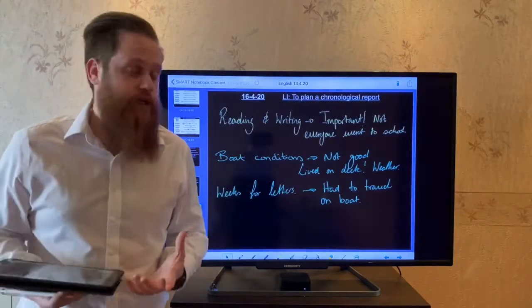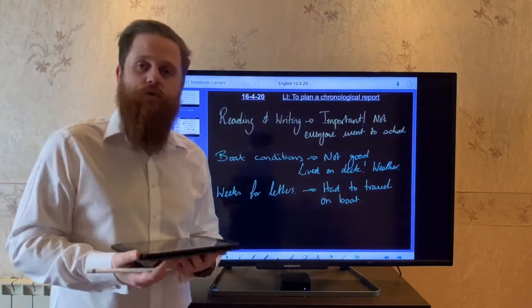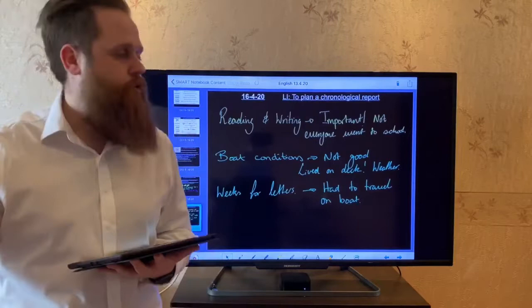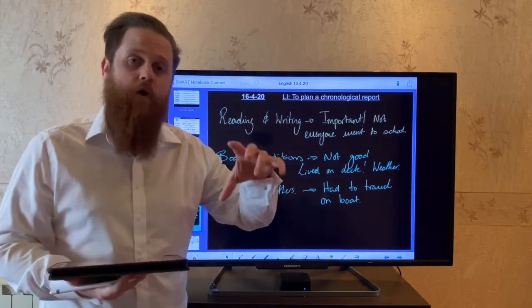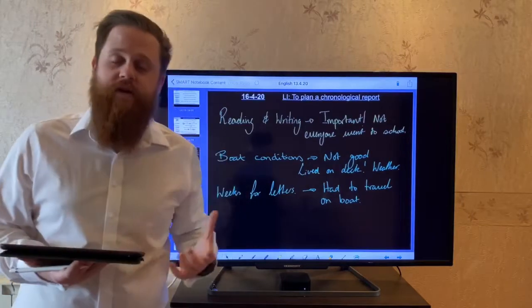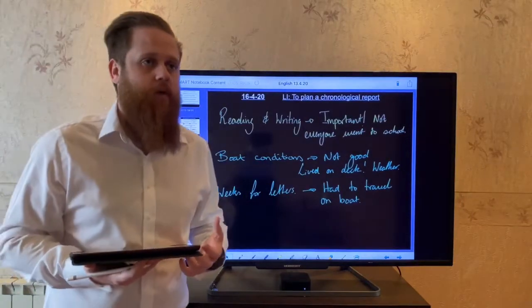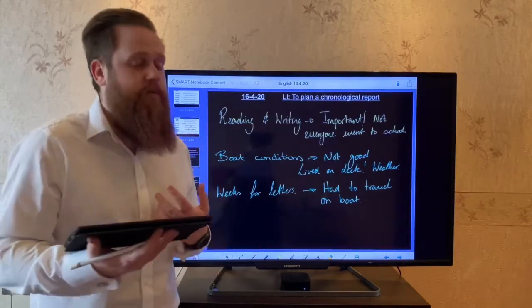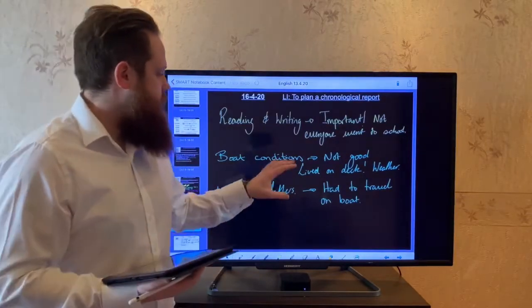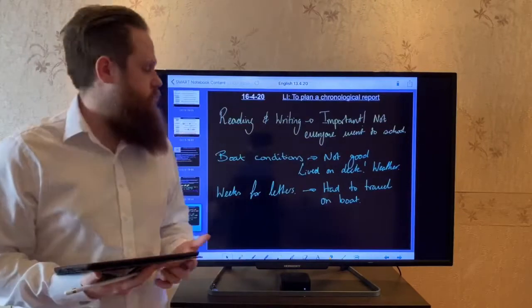Think about the boat conditions. Being on that boat, it wasn't a nice little cruise ship where you got all the free food, okay? It wasn't good. People would have had to live on the deck, on the top of the boat. And think about the weather conditions. It would have been hot at times. It would have been freezing at times. The rain. People would have been sick, okay? So think about those boat conditions and how they would have been to those people.